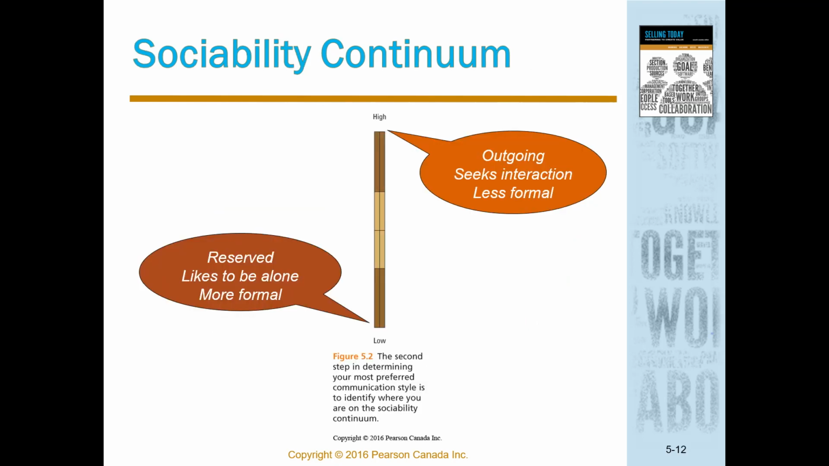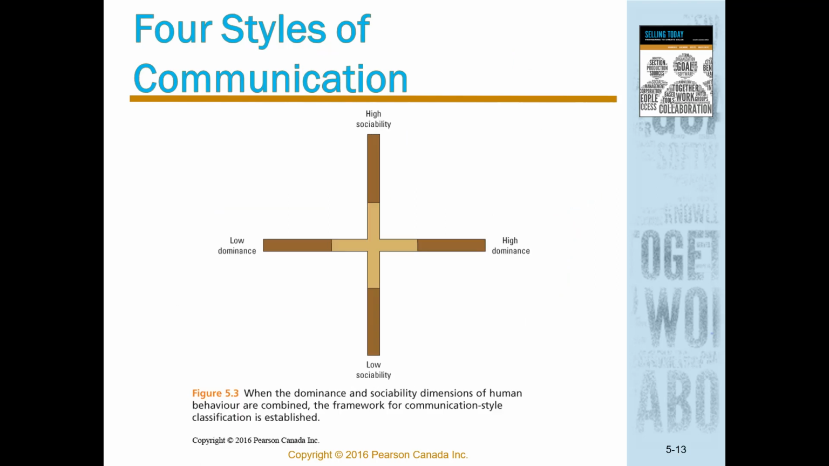If you look at sociability, it's the same thing. On high: outgoing, seeks interaction, less formal for sure. And on the low scale: reserved, likes to be alone, and a little bit more formal and polite. So there are really highs and lows on both sociability and dominance. Now if we put those two together, we'll get a cross, and this is how it will look: high sociability, high dominance, low sociability, low dominance.